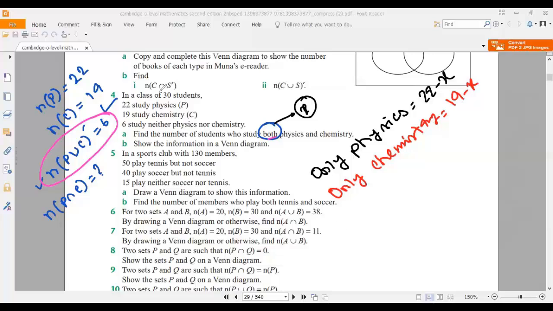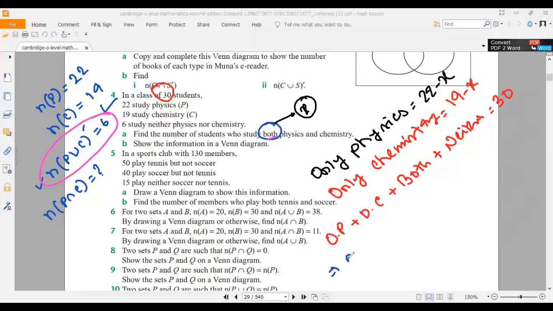Now, the total is 30. So we can say only physics plus only chemistry plus both plus neither will be the total number of the students. That means 30. Only physics will be 22 minus X, only chemistry will be 19 minus X, both is X, and neither is 6, equal to 30.